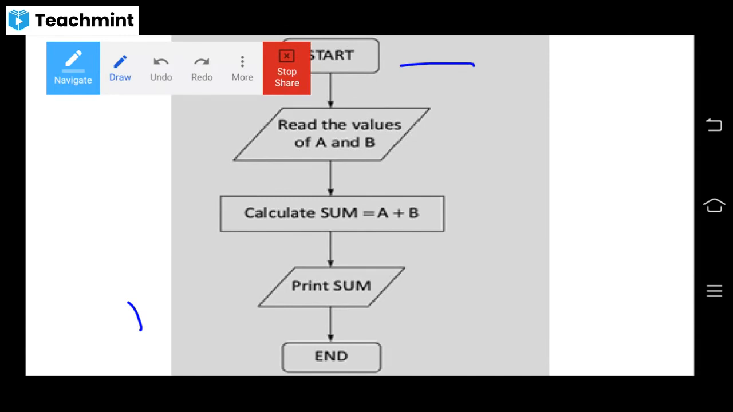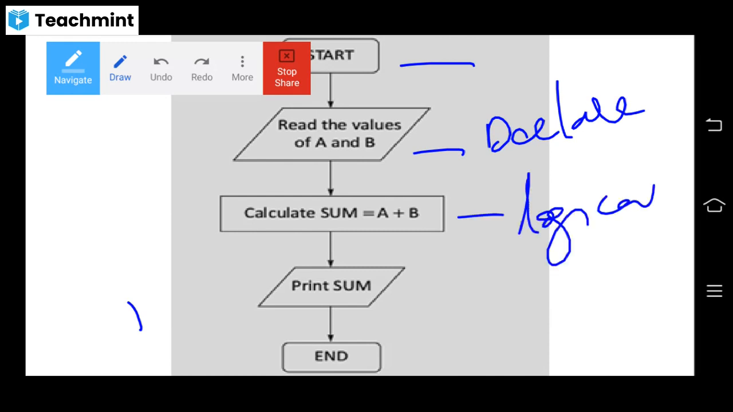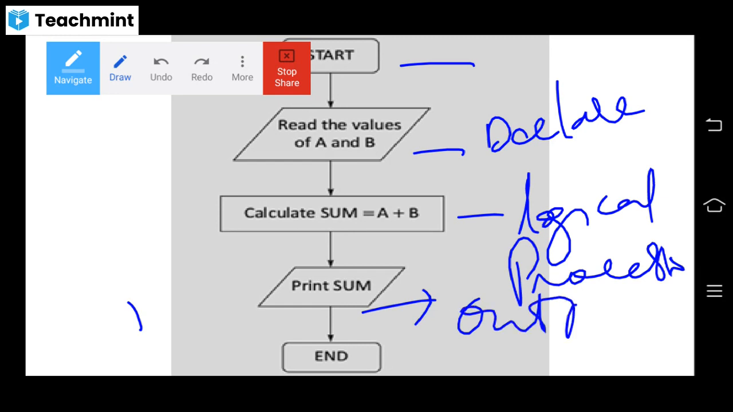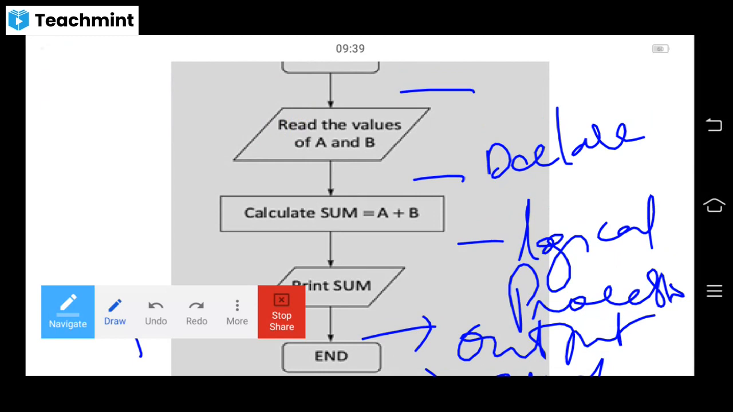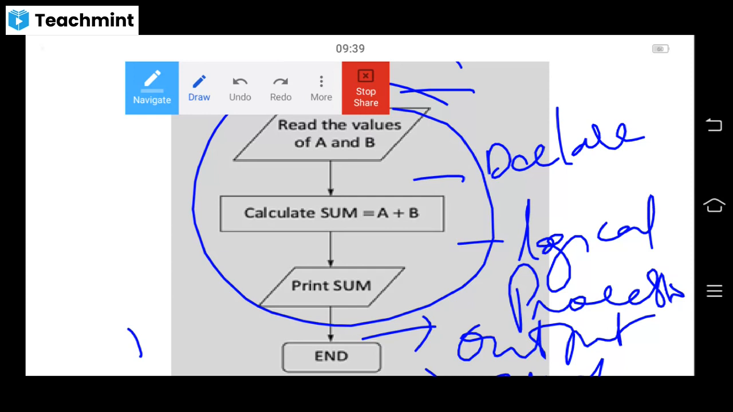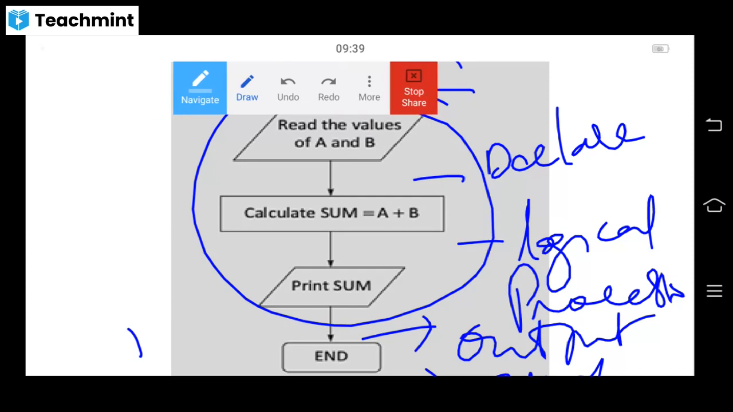Start. Here reading the declaration. It is a declaration. Okay, declare. It is the logical processing. Okay, here printing. It means output. Ultimately, we end. This is the flow chart related to the program.